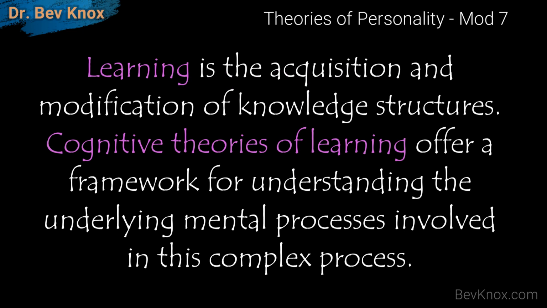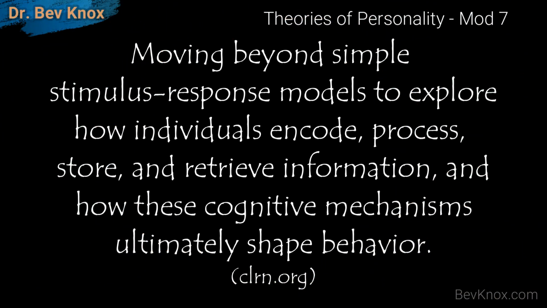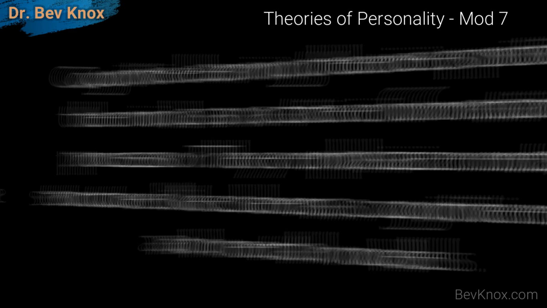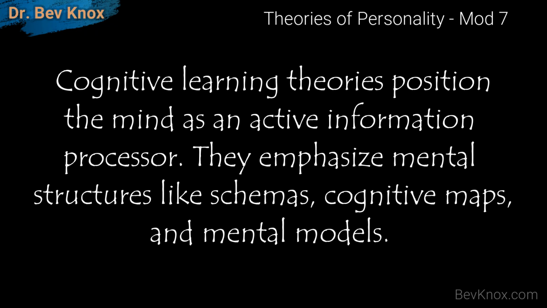Learning at its core is the acquisition and modification of knowledge structures. Cognitive theories of learning offer a framework for understanding the underlying mental processes involved in this complex process. They move beyond simple stimulus-response models to explore how individuals encode, process, store, and retrieve information, and how these cognitive mechanisms ultimately shape behavior. Cognitive learning theories position the mind as an active information processor.